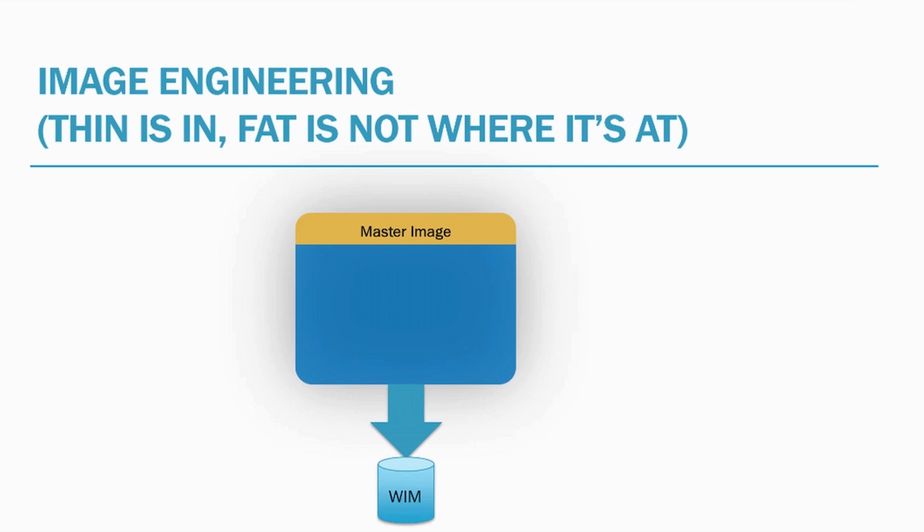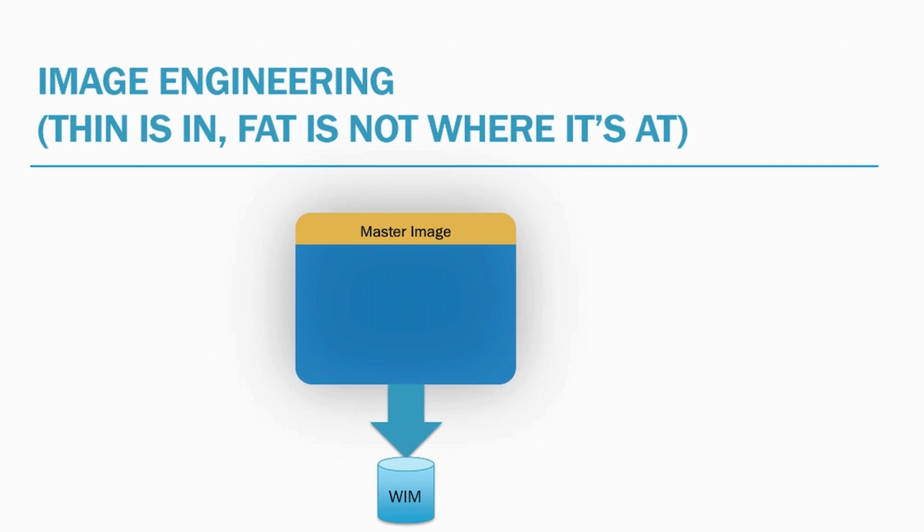Building an image, thin is in, and fat is definitely not where it's at. This is no attempt to fat shame anybody. It's just the way it is with our image file. Thin is in. You want to keep it lean and mean for one reason. It's less items that we have to troubleshoot if we add a new component, if we add a new application, if we add a new hardware model. Our goal is to make sure we can easily regression test without any problems.